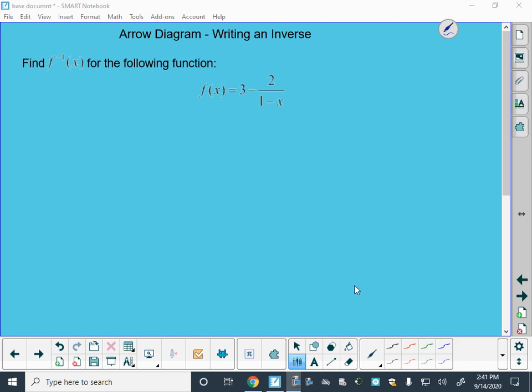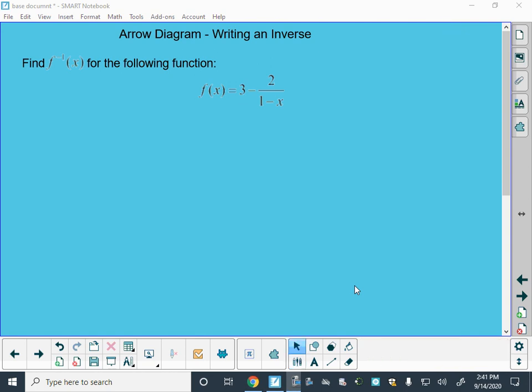The traditional method for doing this would be to replace the f of x with an x and the x with a y, and then solve the whole thing so that it says y equals. And there's certainly nothing wrong with that, but I just want to show you how the arrow diagram can do that as well. It is important that we have a pretty straightforward transformation of functions that have inverses. So we do have that here.